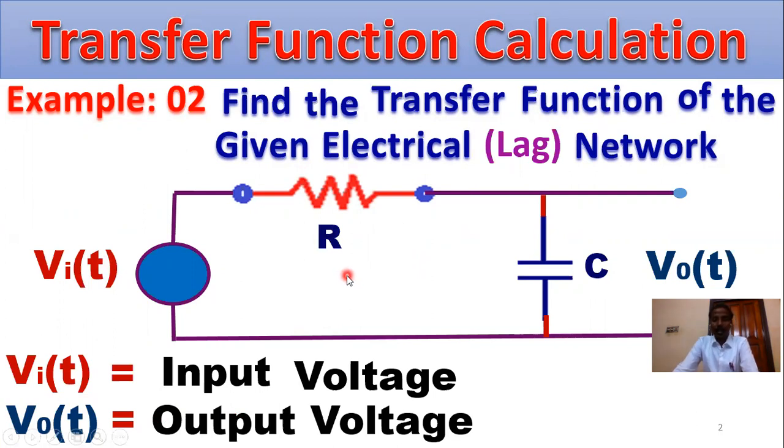Calculate the transfer function. What is the transfer function? The Laplace transform of the output divided by the Laplace transform of the input, with all initial conditions zero, is called the transfer function. Here the output equals V0 of t. So the Laplace transform of V0 of t divided by the Laplace transform of Vi of t, with all initial conditions zero, is the transfer function. Then, the solution.